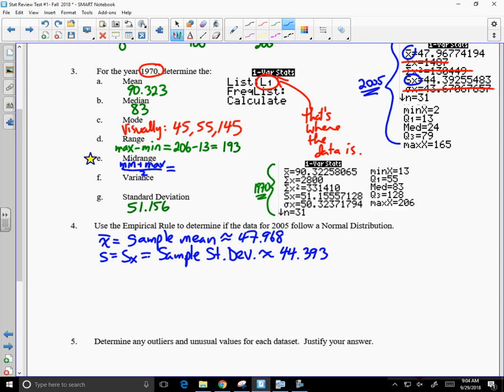All right, so I'm taking 13, adding it to 206, and then dividing by 2. So it's 219 over 2, so what is that, 109.5?